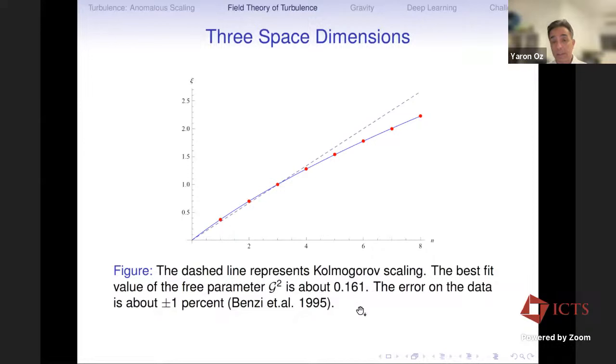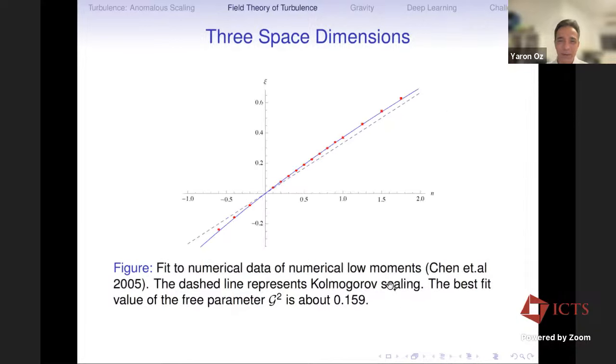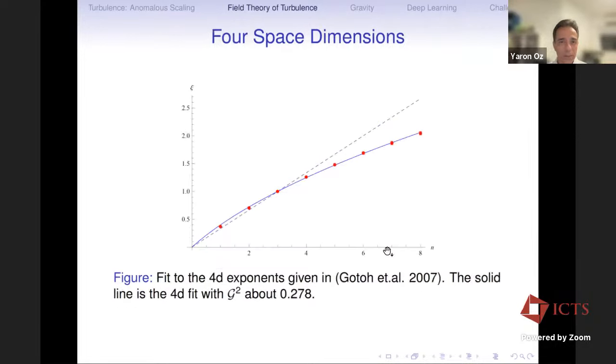And by the way, the error bars are pretty large here. Also, as you can see, you don't know so many moments. So in fact, I can fit it with many other functions, as people did. These are also the numerical results that people got for three space dimensions. You'll get roughly the same numbers within the error bars. There is actually a tour de force work by Goto, who did it also in four dimensions. So you can also calculate this quantity in four dimensions. It seems that it's more intermittent.